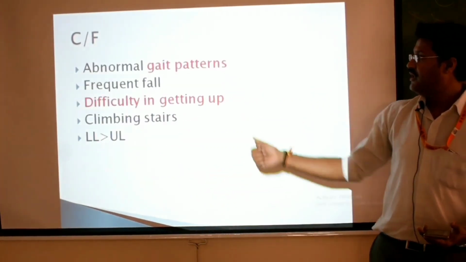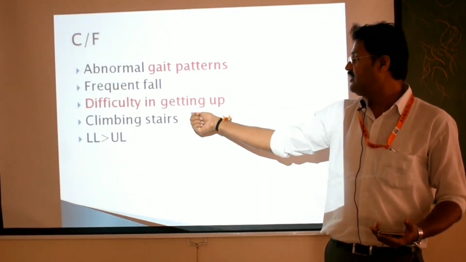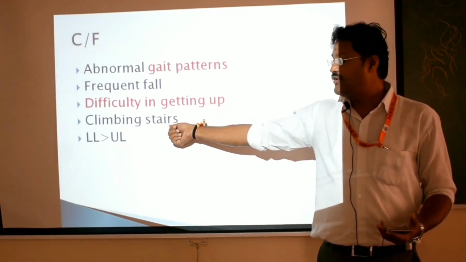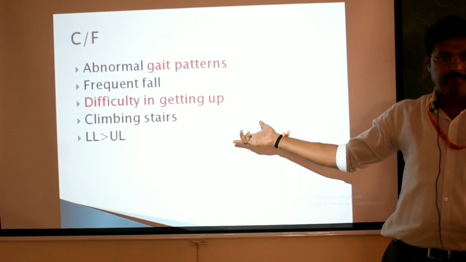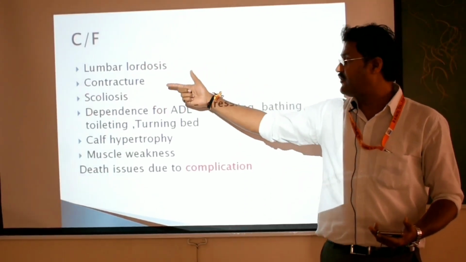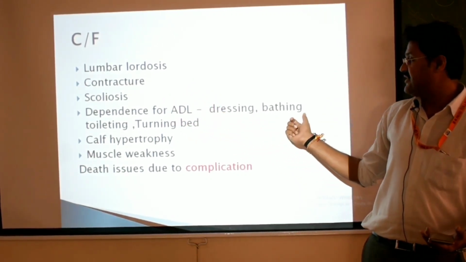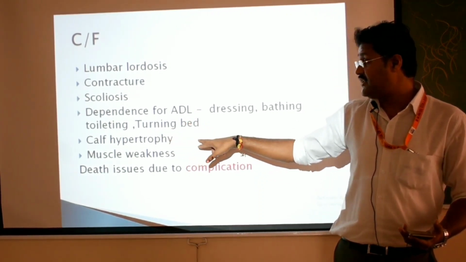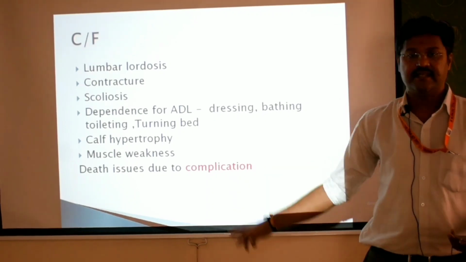Next, continue. Abnormal gait patterns, there is waddling gait. Frequent falls for the patient. Difficulty in getting up, this is Gowers sign. Difficulty in stair climbing, and mostly lower limbs are more involved than upper limbs. Next, continue. Another clinical feature is lumbar lordosis, contracture, scoliosis, dependence for all the daily activities like dressing, bathing, toileting, turning in bed. Calf hypertrophy is most common, then muscle weakness, and lastly the complication is death.